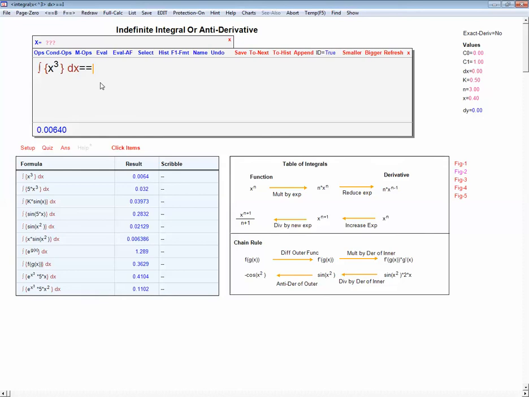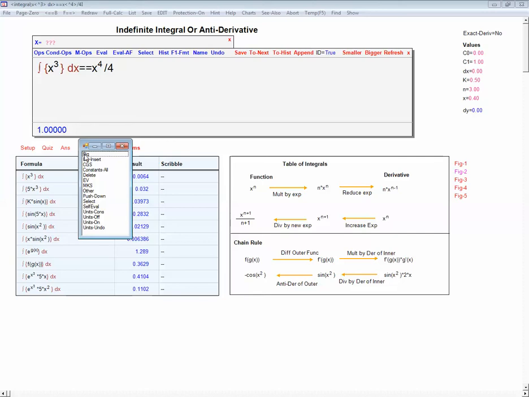So the rule says, first, we increase the exponent and then divide by the incremented exponent. So this is going to be x to the fourth, and then we divide by 4. Notice we divide by the thing we end up with, not the 3 that we started with, but the 4 that we end up with. That's because of the order of things in differentiation. The multiplication comes first and then the reduction. So when you do the opposite, you have to increase and then divide by the new thing. So that's our answer for that one.